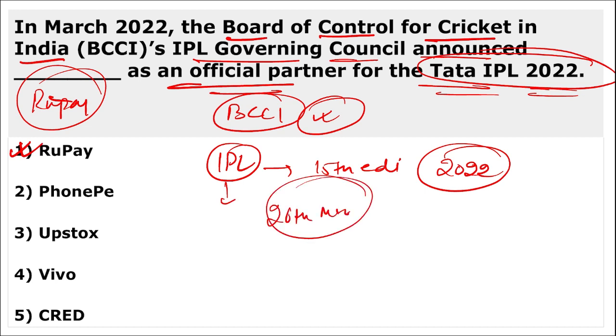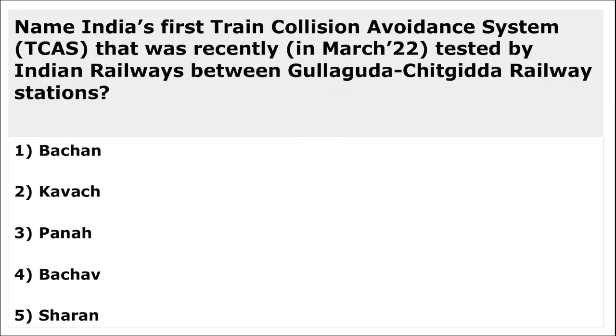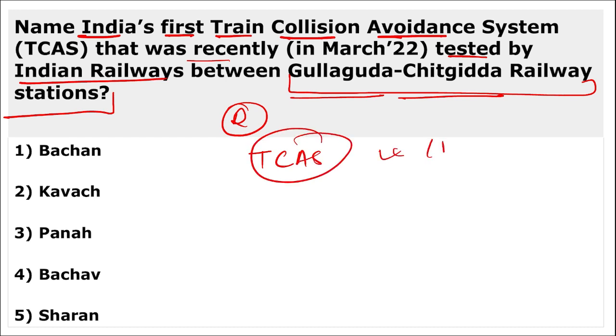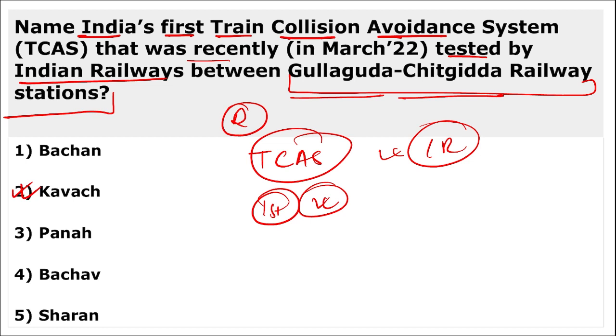Moving on. Name India's first train collision avoidance system that was recently tested by the Indian Railways. The location is important: between Gulaguda and Chitigida railway stations, this train collision avoidance system was tested by Indian Railways. What is the name of this system? This is the first train collision avoidance system of India. It is by the name Kavach.